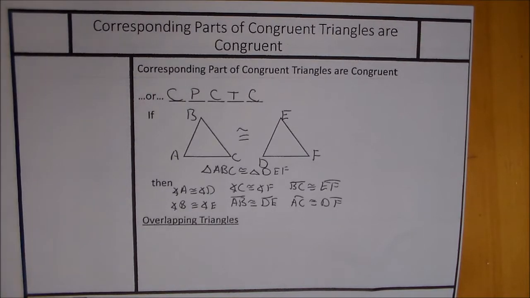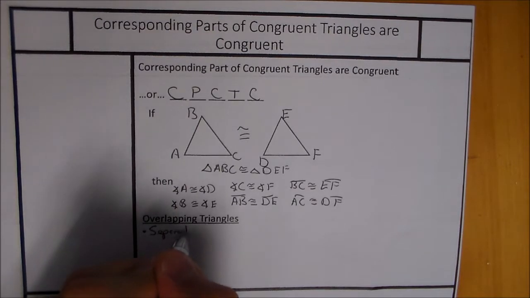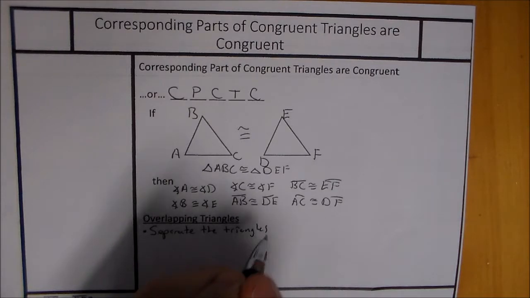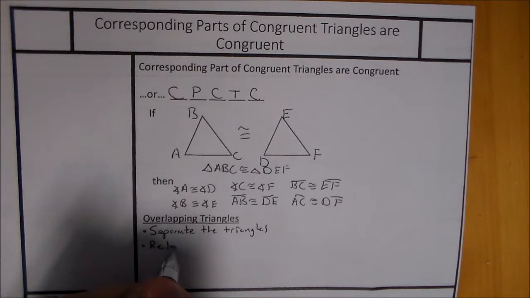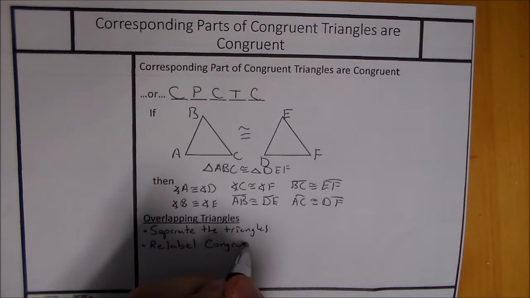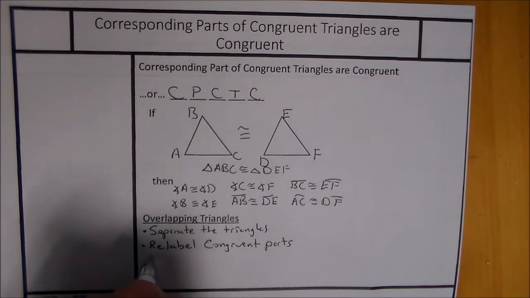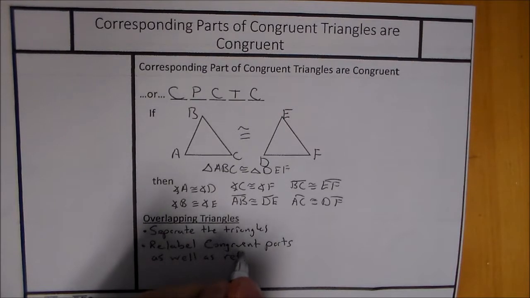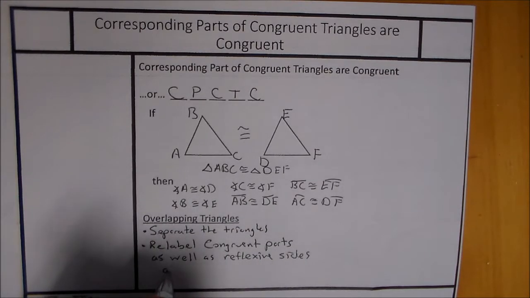For overlapping triangles, our best advice is to separate the triangles, then relabel congruent parts as well as reflexive sides and angles if they apply.